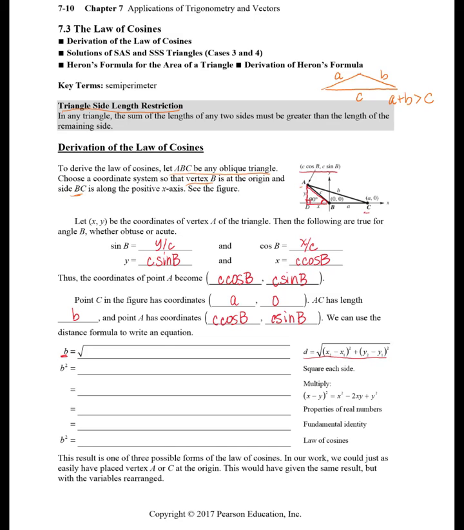So we have the square root, and then starting off with the difference in the x's, that would be c cosine of B minus a, square that, plus the difference in the y's, which is c sine B minus 0, and then squared. The next step is to square each side. If I square the right side, that just undoes the radical, so I'm just going to write the radicand, which is everything underneath the radical.